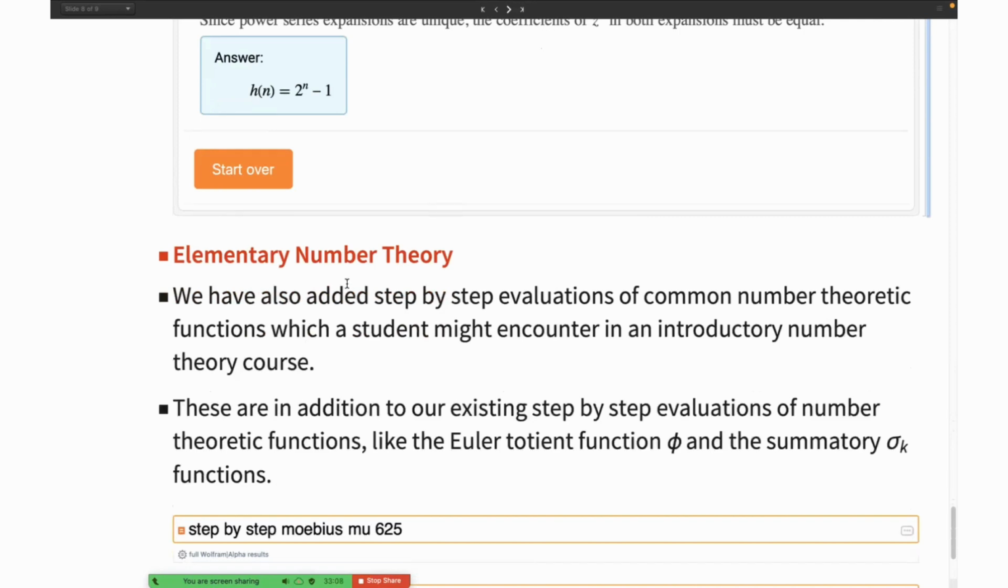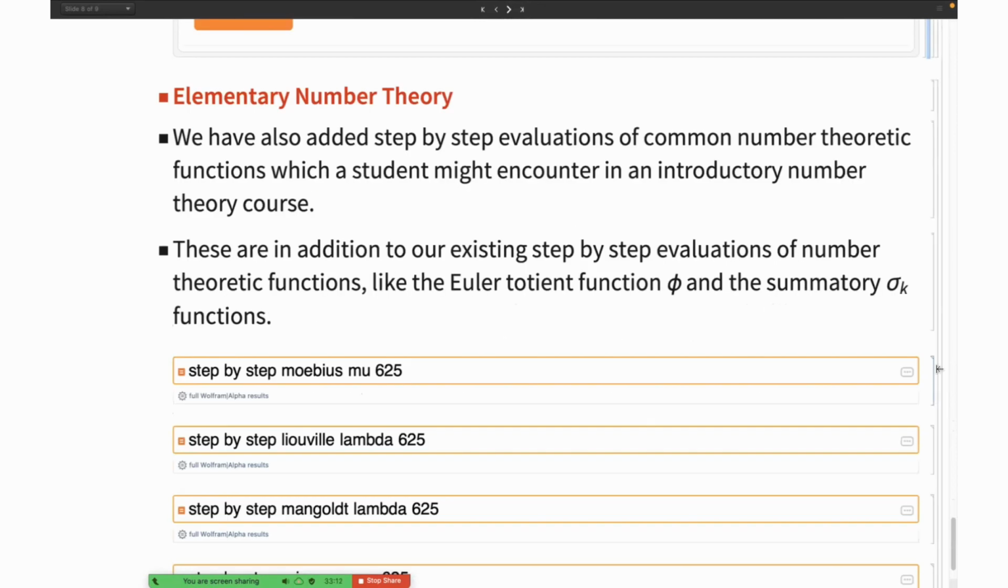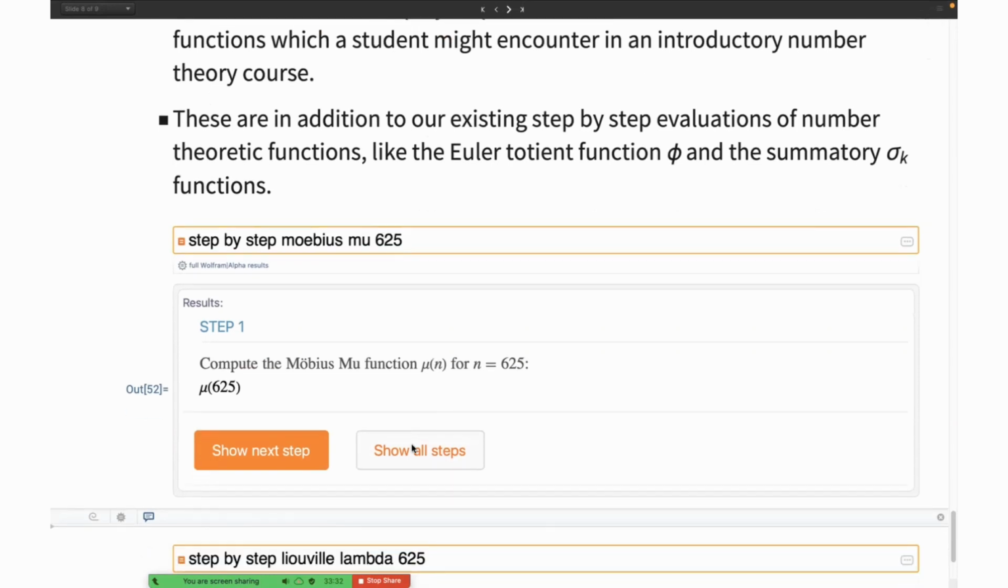Here, the steps that we implemented are somewhat simpler. We just implemented step-by-step evaluations of various number theoretic functions, which are typically introduced in a first course in analytic number theory or general number theory. I don't think these are evaluated, so I'll just evaluate them here. And these all follow a very similar structure.